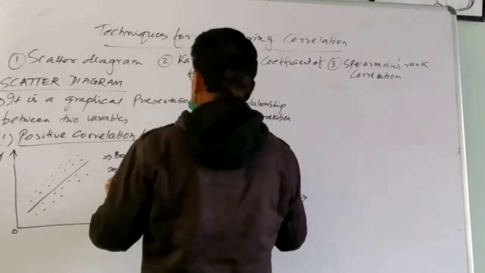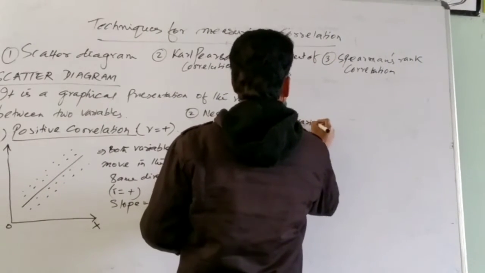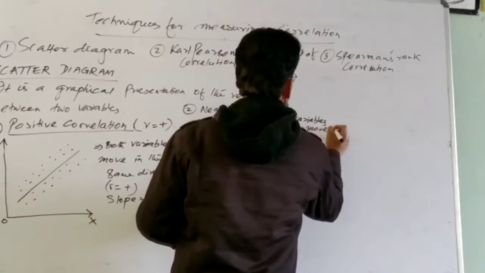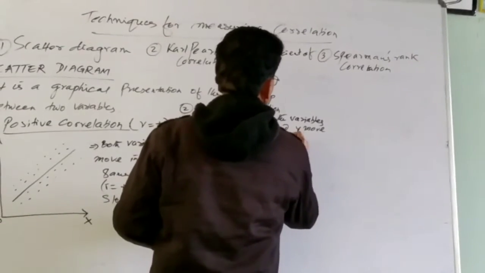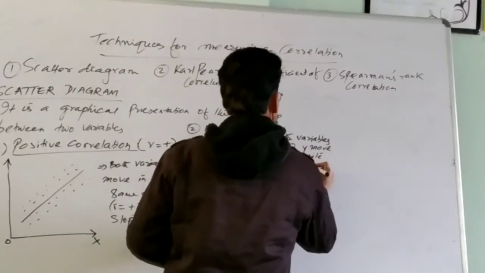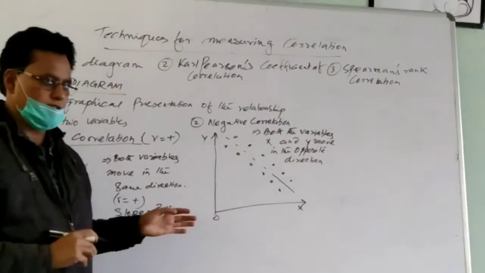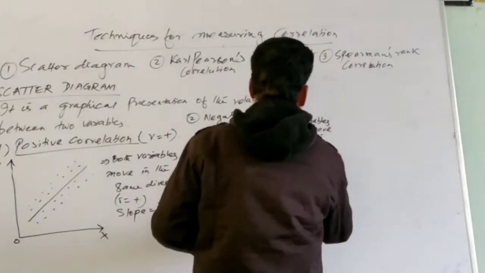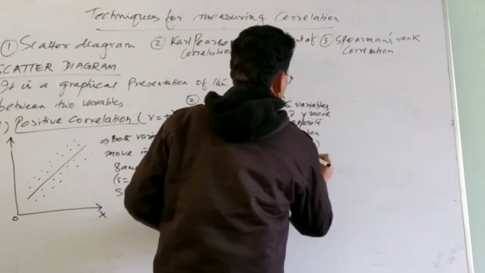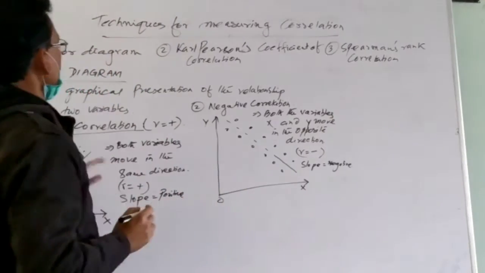Here both the variables, x and y, move in the opposite direction. Which direction? Opposite direction. Have you understood? Both are moving in the opposite direction. I think it's clear. Yes, sir. Here, is r positive or negative? Negative. Is the slope positive or negative? Negative. Have you understood? Yes, sir.